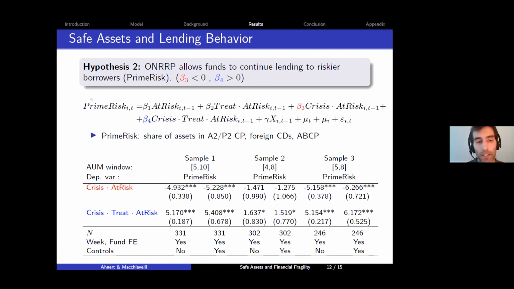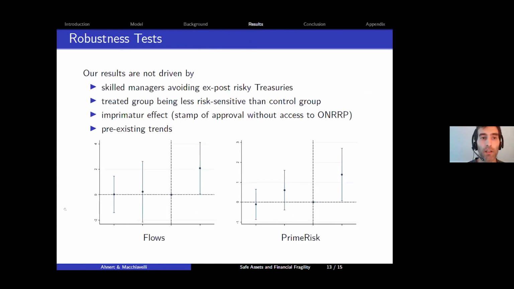We do a similar exercise as before, and we see that during the crisis, having more at-risk treasuries leads to a reduction in prime risk, so a reduction in lending to riskier borrowers by the control group, but the effect is neutralized fully by having access to safe assets. So in a way, safe assets reduce the risk of this double run. It reduces the risk of a run on money funds, and by virtue of that, money funds can also provide more stable funding to the riskier borrowers. So that's fully in line with the model.